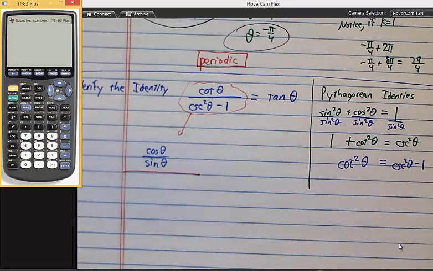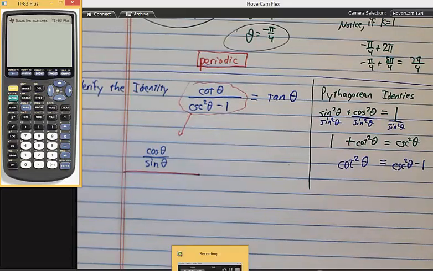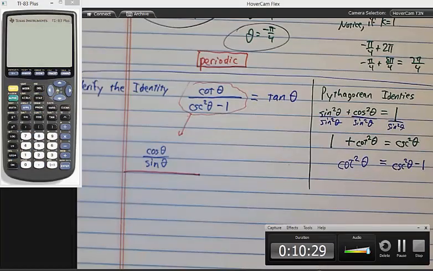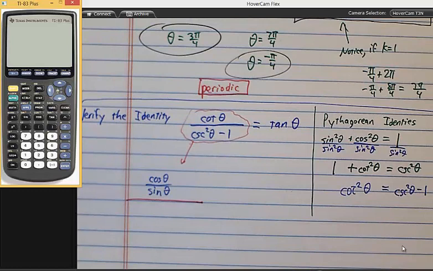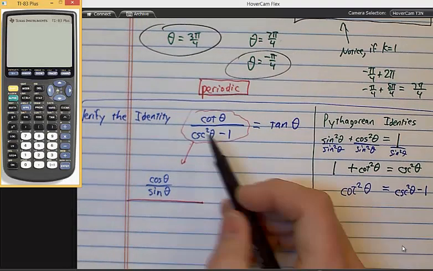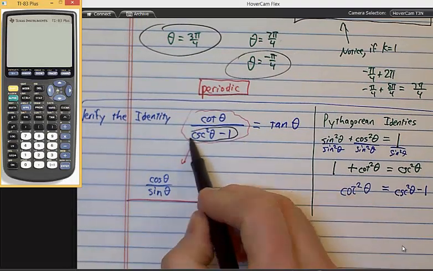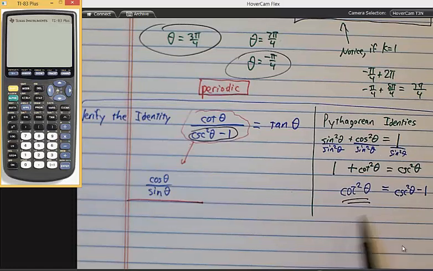You guys are real quiet. Raise your hand if you're with me on the right-hand side, what I just did. Okay. If you're with me there, I'm in good shape. So now, where it used to say cosecant squared minus 1, what can I write? Cotangent squared theta.